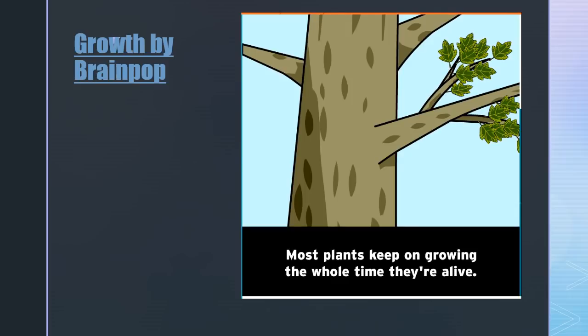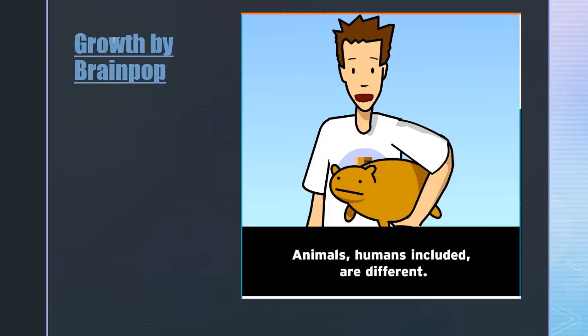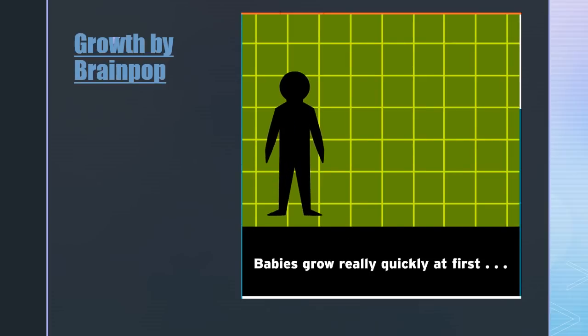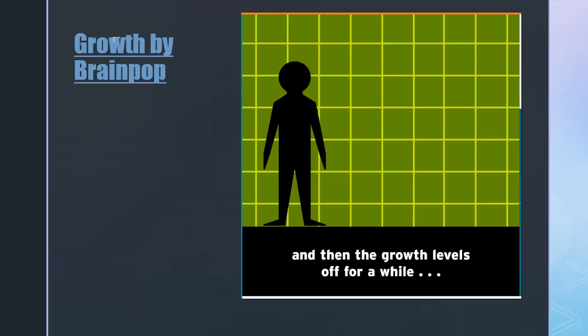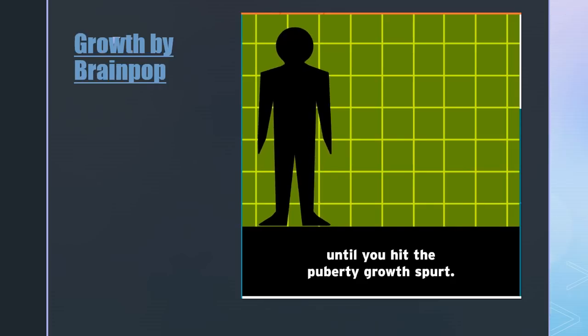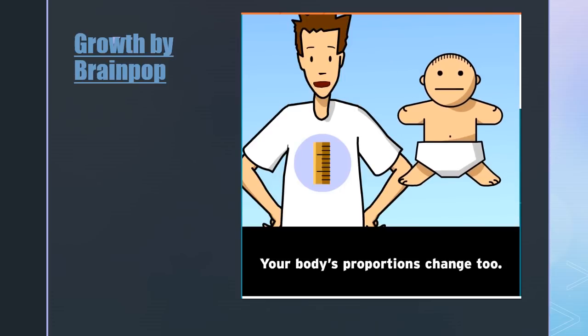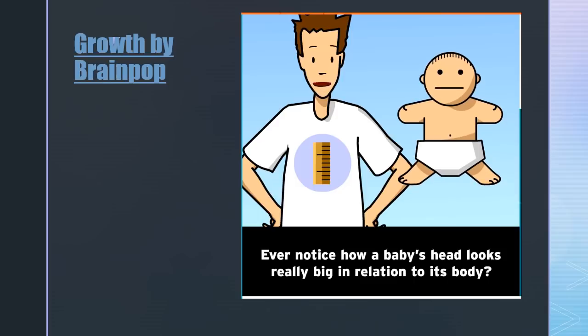Most plants keep on growing the whole time they're alive. Animals, humans included, are different. Our cells divide at varying rates when we're young, and then slow down once we've fully matured. Babies grow really quickly at first, and then growth levels off for a while, until you hit the puberty growth spurt. During this time, you'll reach your full adult height. Your body's proportions change too. Ever notice how a baby's head looks really big in relation to its body?